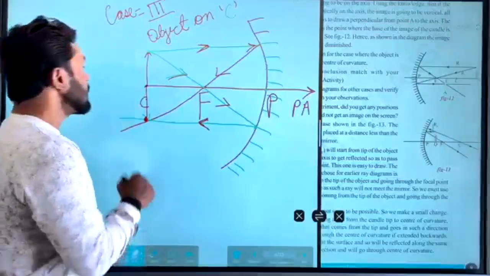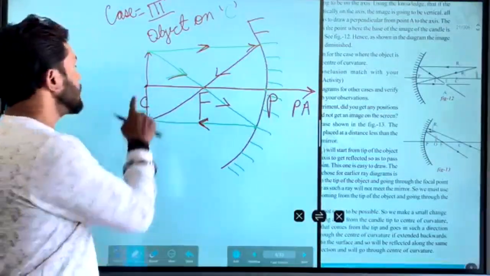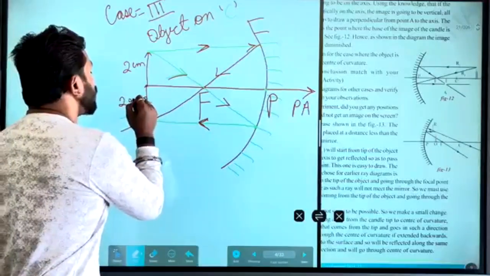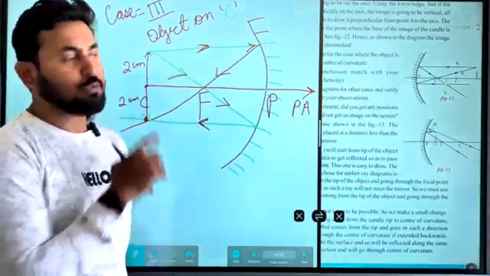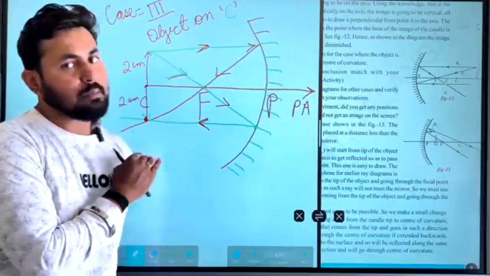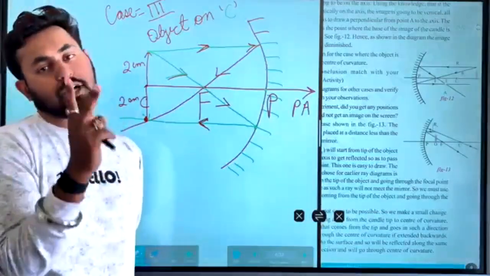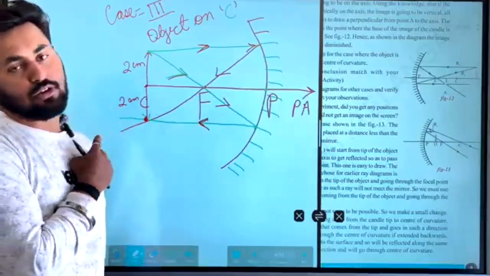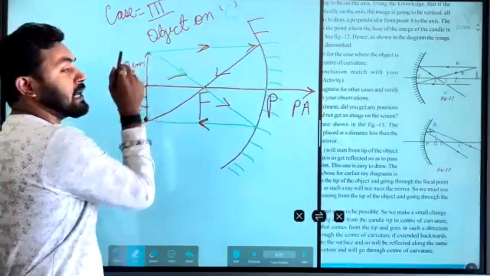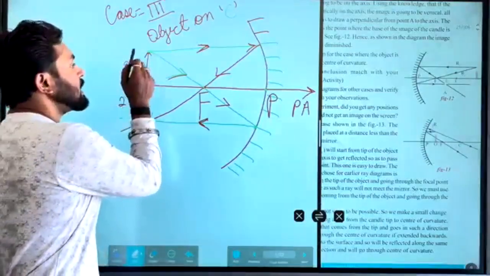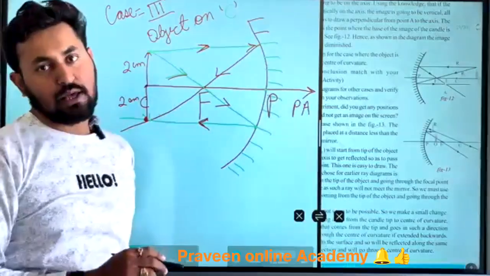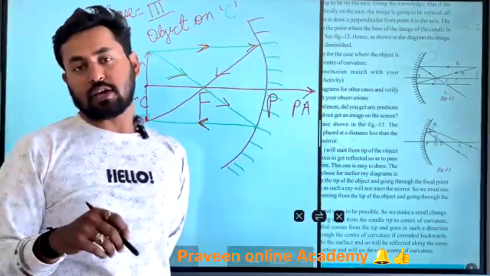The characteristic of this is that the size of the image and the size of the object are the same. If you have taken 2 centimeter, or any measurement for the object, you will get the same image like this. You can use the first rule and second rule. The third rule will not be applicable here. As you can see, my center of curvature is here. If I take the ray from the top of the object, it will come as a horizontal line, which is not possible, and I will not get any reflection over there.